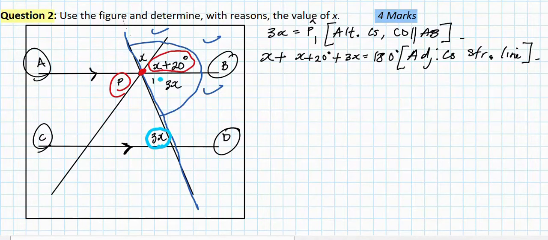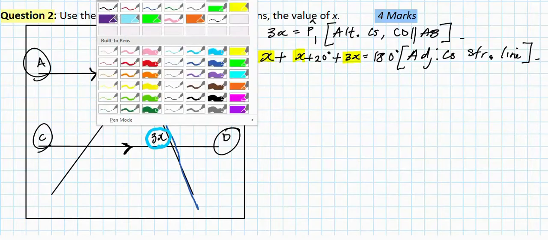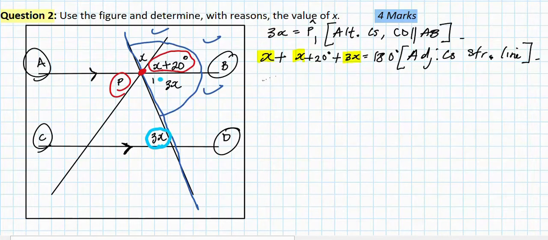So here, then we have simple algebra, which we have X, and then we have 3X. What are those things? If your answer was like terms, you got it right. So here we know that X and 3X give us 5X. And then we have this 20 degrees right there, so it's going to be plus 20 degrees. This is equal to 180 degrees.